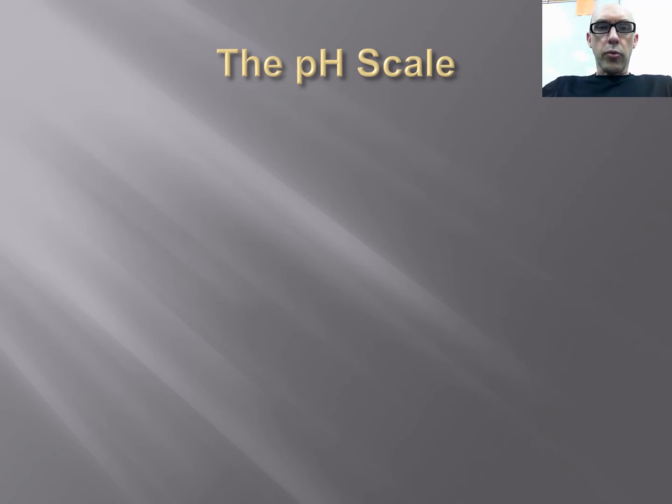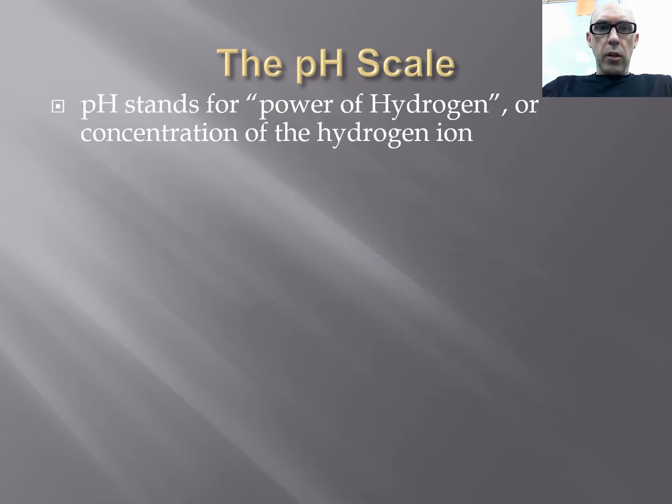The third lesson with respect to acids and bases refers to two topics. The first is the pH scale, and the second one is acid-base indicators. So the pH scale: pH stands for power of hydrogen, which represents the concentration of the hydrogen ion found in solution when we dissolve something.